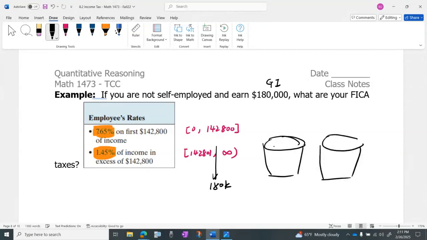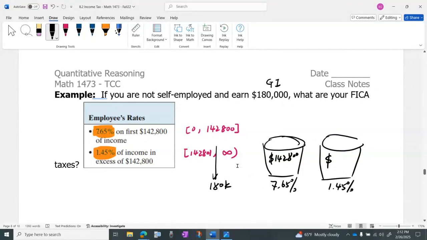All right? 2 buckets. The first bucket pays 7.65%. The second bucket pays 1.45%. The first bucket is the first $142,800. And the rest of the money goes to the second bucket. Could you tell me how much money goes into the second bucket? He makes $180,000, more than $142,800. So he puts $142,800 in the first bucket, and FICA is going to take 7.65%, right? And the rest of his money goes to the second bucket. Can you help me figure out how much that is?